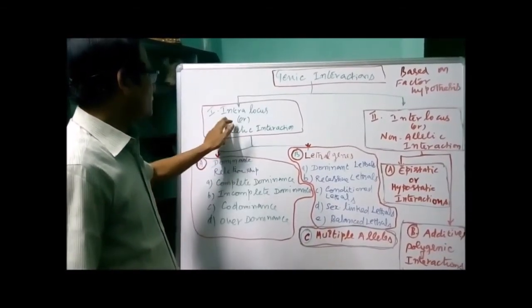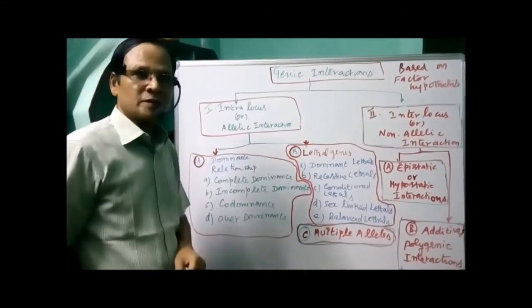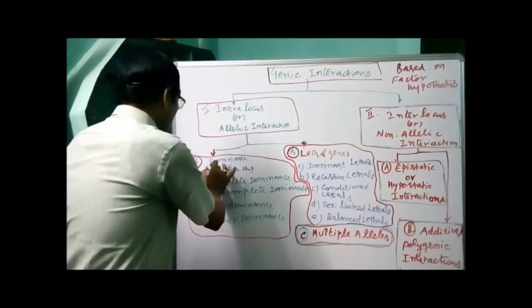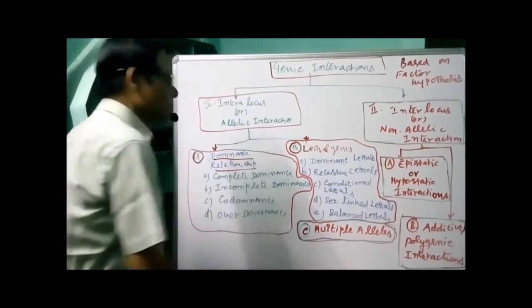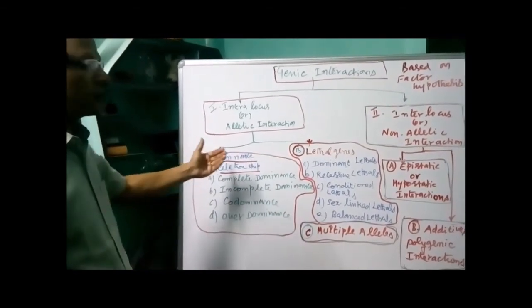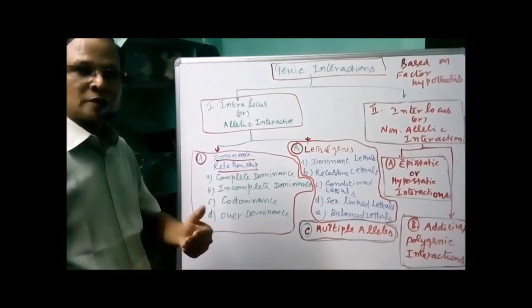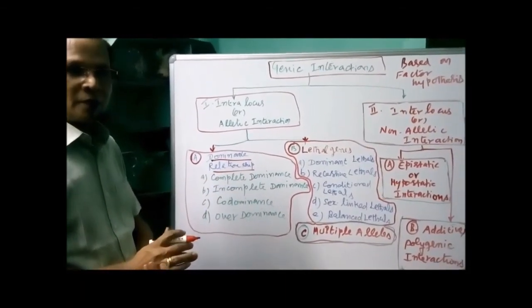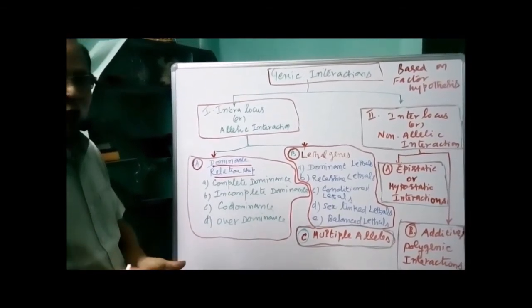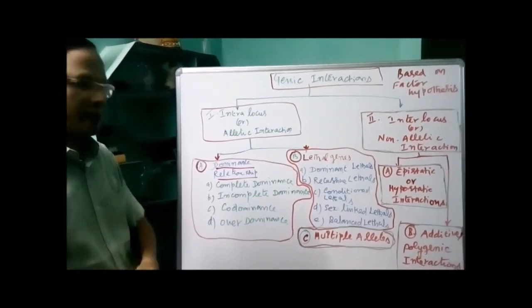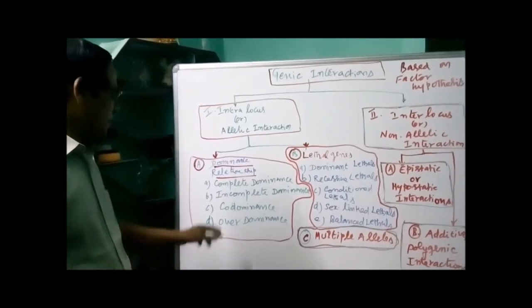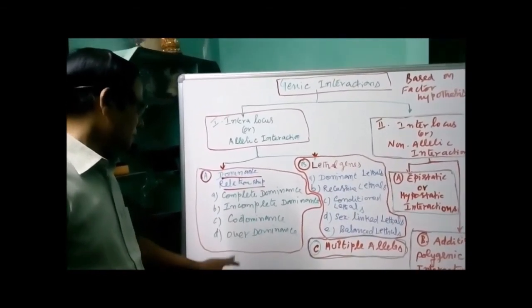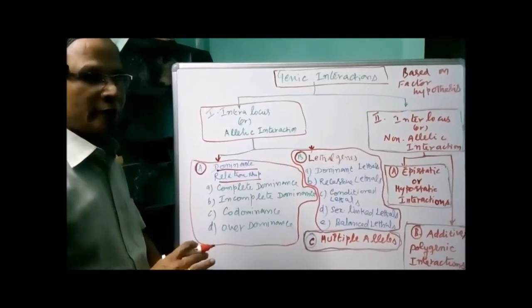Now, the intralocus or allelic interactions are studied under three different headings. One, the dominance relationship, with different types of genic interactions we are going to study soon. One, complete dominance, which we have already seen, where one character appears in the F1. Then incomplete dominance, the third one, codominance, and the last one, overdominance.